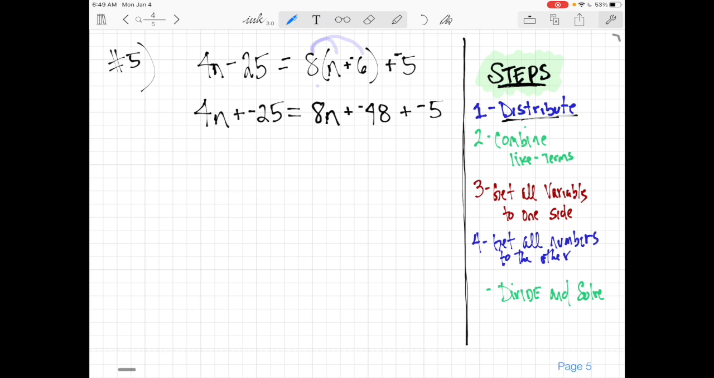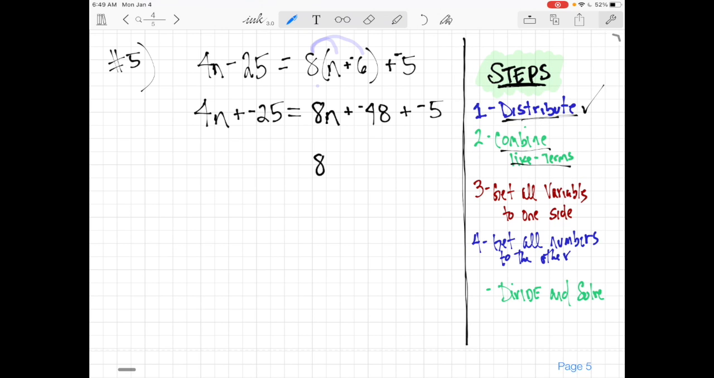All right. So our next step after we distribute is to combine like terms. So let's look at the left-hand side. We've got 2 terms, one with an n, one without, so nothing there. And then on this side, we've got 3. So that means this negative 48 and negative 5, these are like terms. So we can combine those.